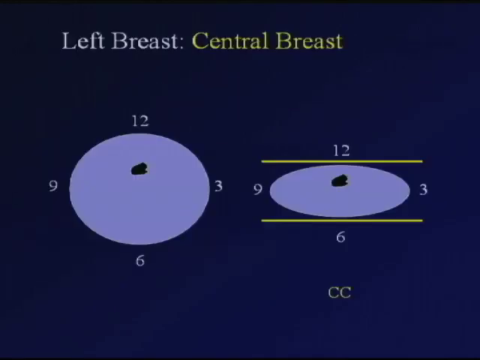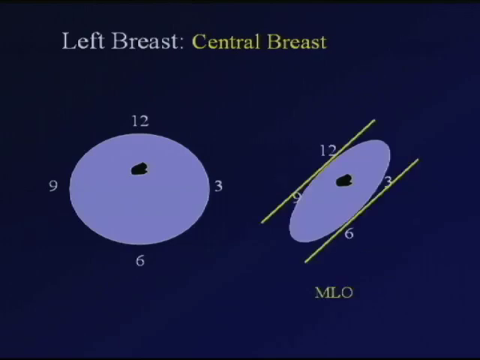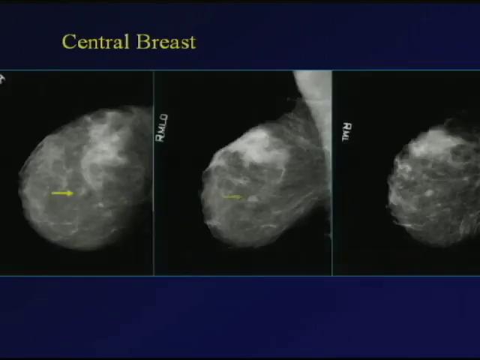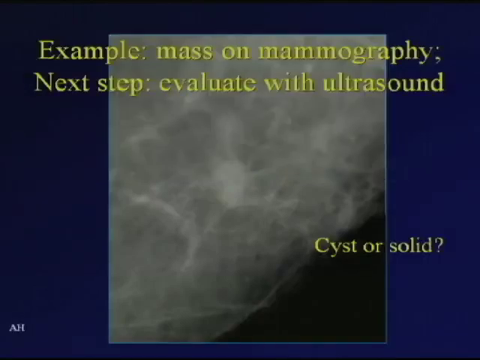Okay, what happens if the lesion is in the center of the breast? Well, in that case, it doesn't tend to move much at all on the MLO and 90-degree lateral views. It pretty much stays where it is. And here's an example, CC, MLO, and ML, right smack in the middle of the breast.